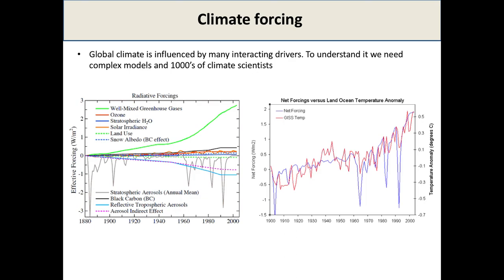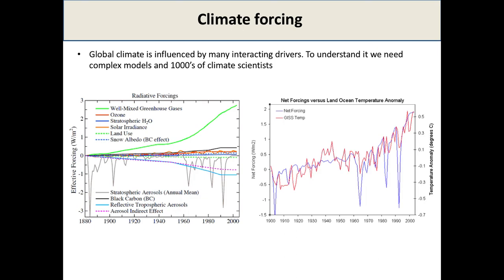And this is a plot of variation in a lot of these drivers. Okay? We've got well-mixed greenhouse gases from 1880 to 2000, the relative forcing, the relative influence of these different drivers on climate, relative to themselves. So we can see that greenhouse gases have increased. The amount of ozone has slowly increased, but not by much. The solar radiance has increased somewhat, but goes through these sort of long-term cycles. Land use has changed, the amount of albedo has changed.